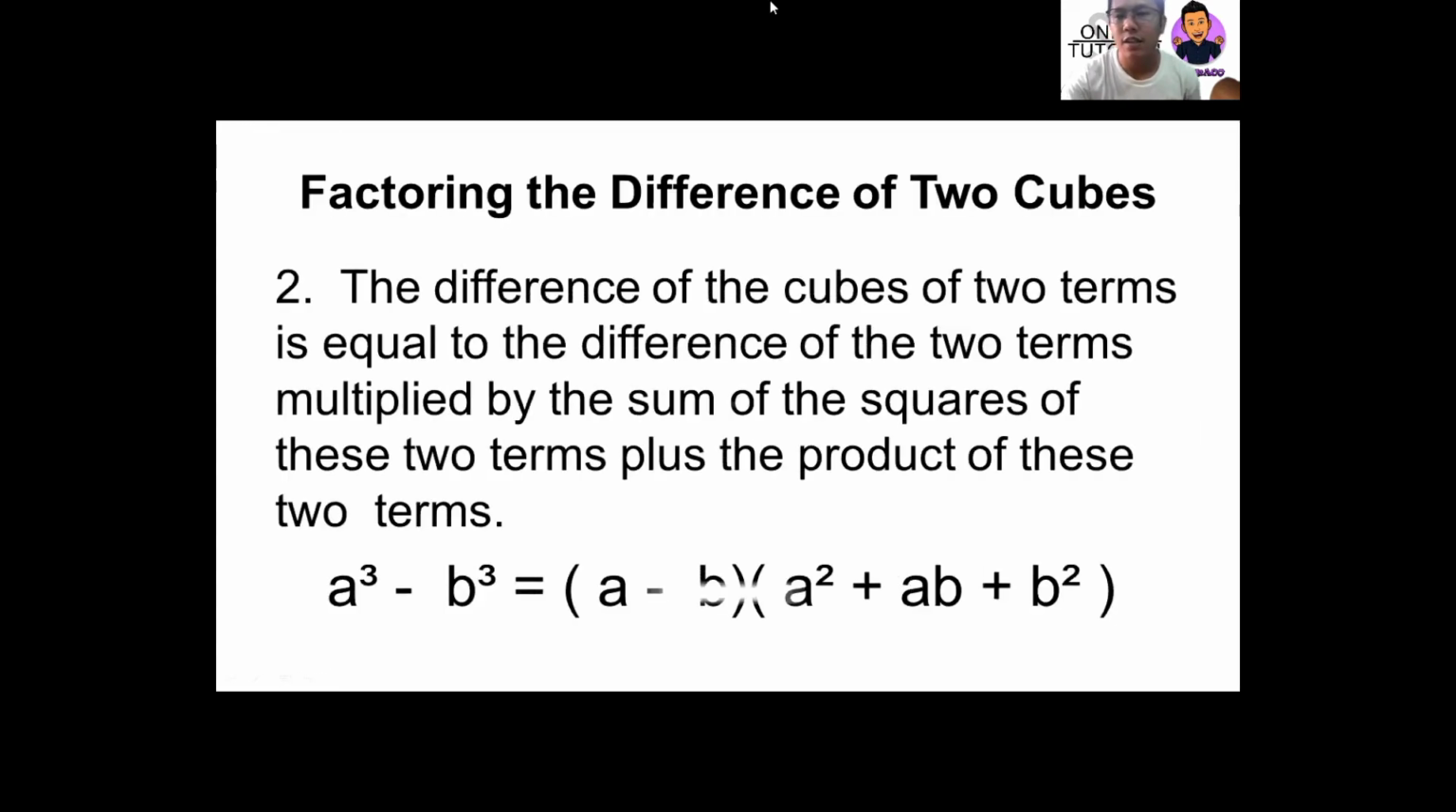Just like the difference of two cubes. So a cube minus b cube. The cube root of a cube is a, the cube root of b cube is b. And then we write a squared, then b squared, then a times b, that is ab. Then it should be opposite, right? So the word is SOAP. So this should be the same. Then opposite: if it is minus, the next one is positive. So this is opposite. Then this is always positive.